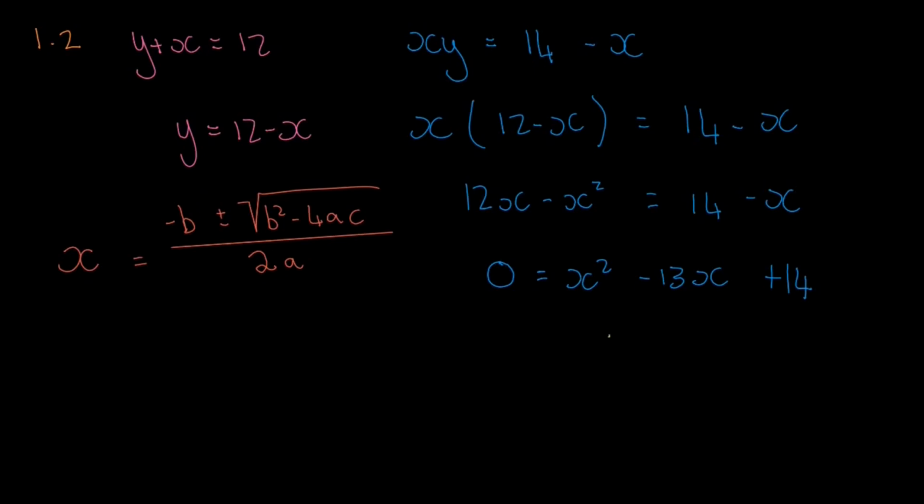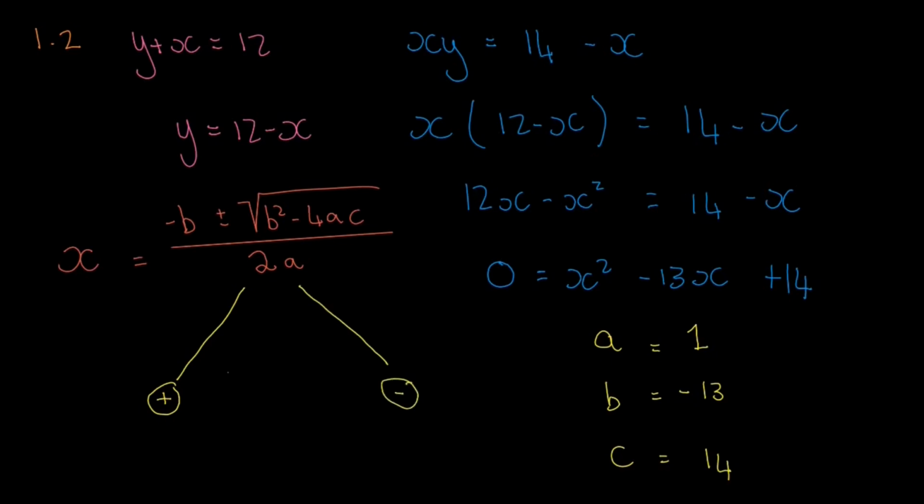So just to write out what our a, our b, and our c is. Our a is going to be 1 because there's an imaginary 1 over there. So a is going to be 1, b is going to be negative 13, and c is going to be 14. And now we just plug these values into our equation, and again, you're going to get two values. You're going to get one where you consider the positive and one when you consider the negative. And the answer for when you consider the positive is going to be x is equal to 14, and when you consider the negative, x is going to be equal to 1.